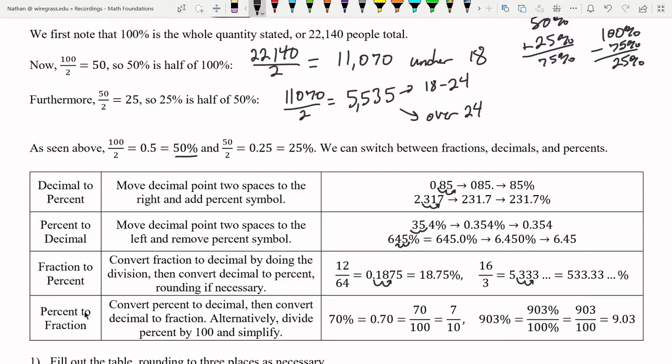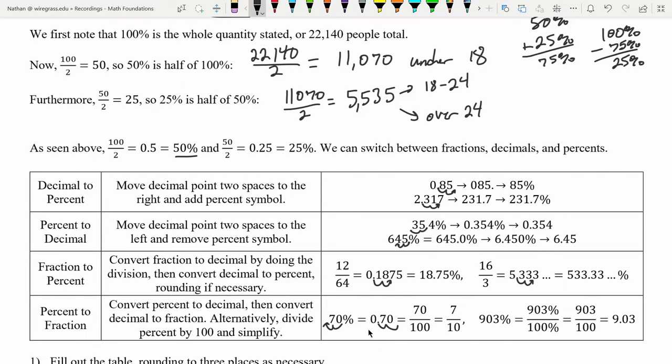Now, to go from percent to fraction, there's a couple ways we can do this. We can go from a percentage to a decimal, and then use our strategy to convert decimal to fraction. So percent to decimal, of course, is just 2 spaces over. And then we're going to count 1, 2, so we're going to add 2 zeros in the denominator and get 70 over 100 and 7/10.